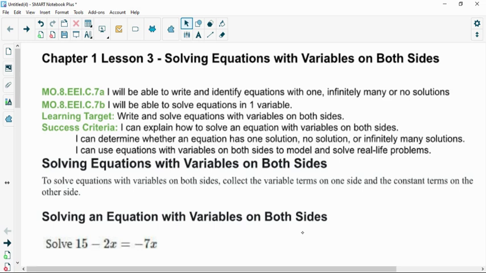I have listed two Missouri state standards. First one states that I will be able to write and identify equations with one, infinitely many, or no solutions. Now that part is going to be new. Every equation we have worked with has had exactly one solution. We're going to introduce the idea of there being an infinite number of possible answers or equations that are not true, meaning there is no solution.